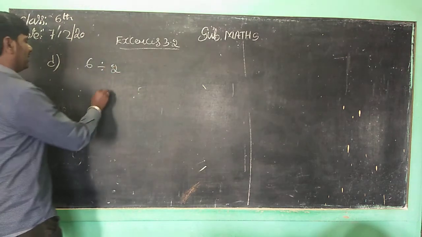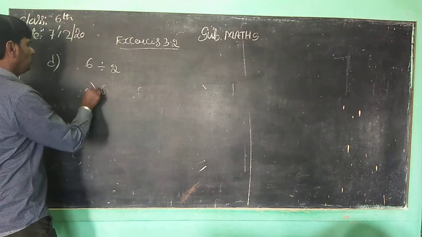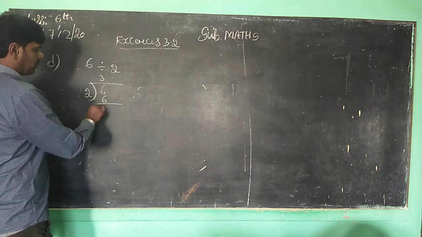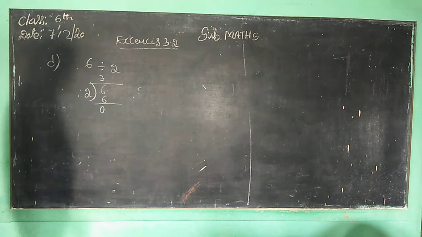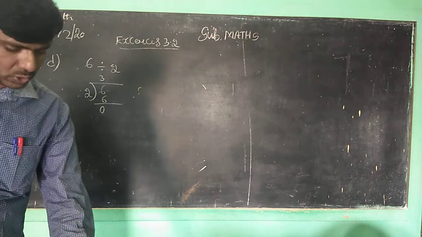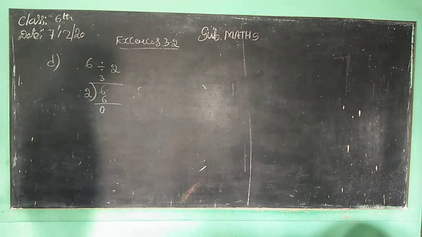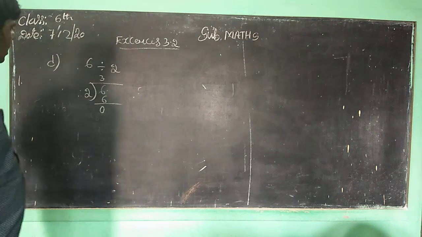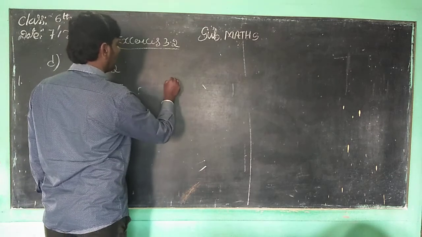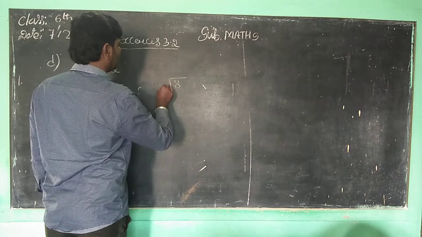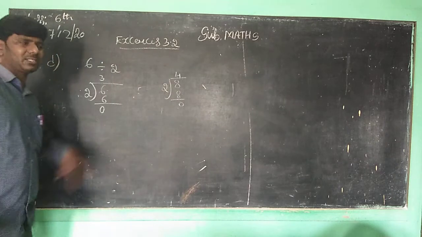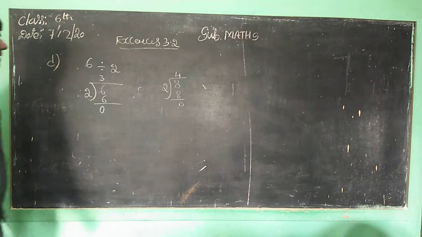How can we check, children? 2 threes are 6. Correct? What is the quotient here? See children, this statement says the even number divided by 2, the quotient is always odd. Now take 8 and divide it by 2. 2 fours are 8. Sometimes the quotient comes out odd, other times it comes out even. So this statement is false, children.